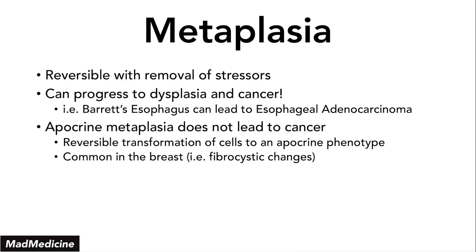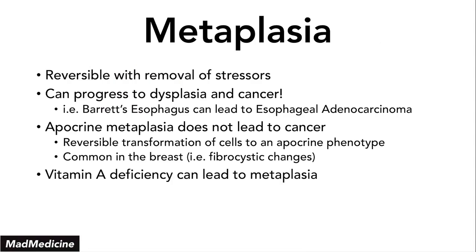Now, one thing to remember when it comes to metaplasia, and this is a pretty high yield concept that is going to come up a lot in biochemistry and in other subjects as well, is vitamin A. Vitamin A is very important because a vitamin A deficiency will lead to metaplasia occurring, okay? Keep this in the back of your mind as we continue these lectures, but I'm going to mention it right now so you do not forget that metaplasia and vitamin A are very closely linked together.